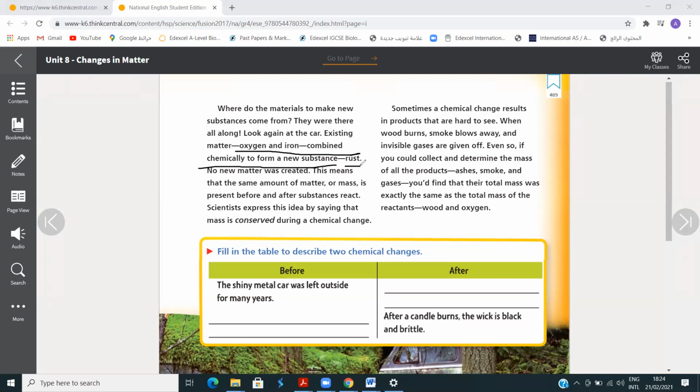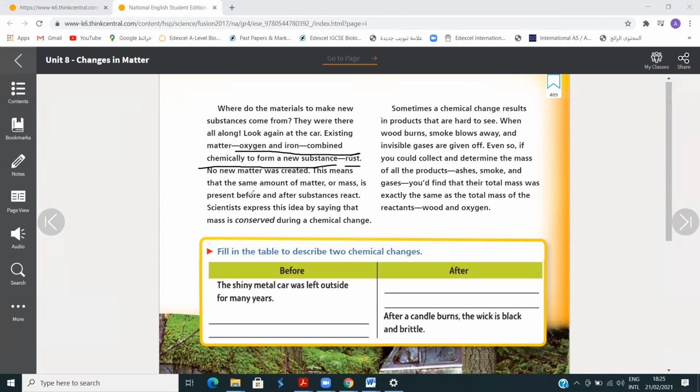New matter now. This means that it is the same amount of matter before and after the substances react. Scientists express the idea by saying that mass is conserved during chemical change. Sometimes chemical change results in products that are hard to see. When wood burns, for example, it's hard to see the gas. Smoke blows away, so you cannot see the gas. But this is a chemical reaction.